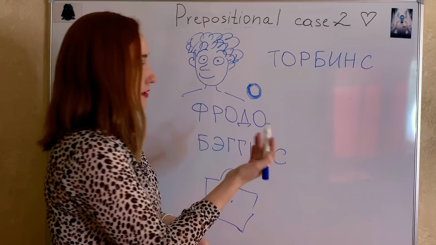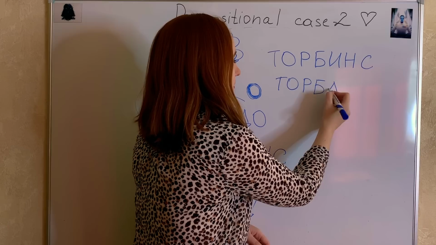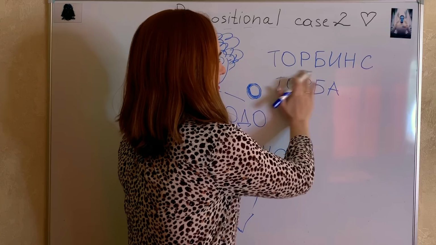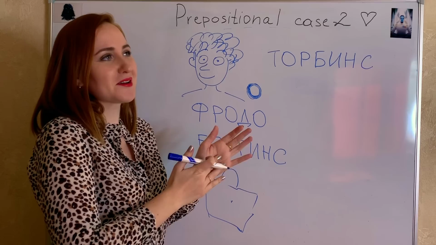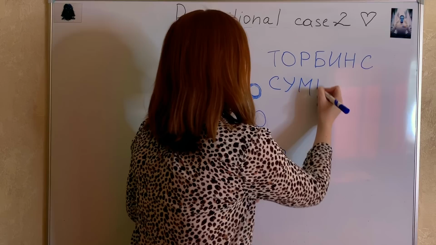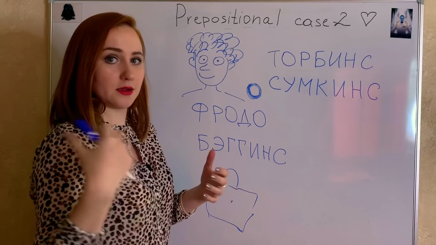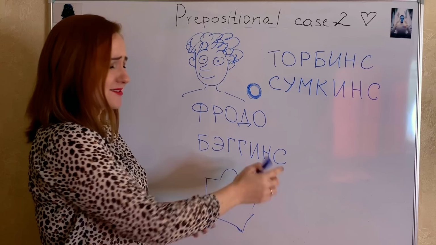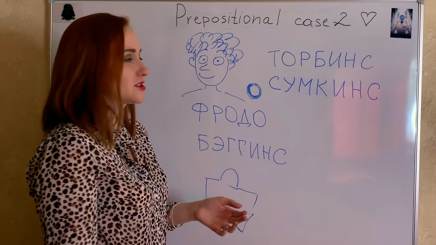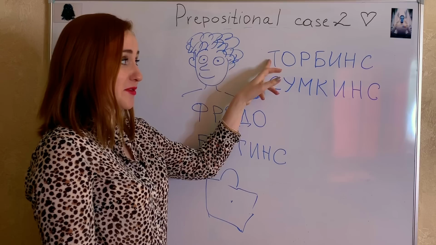There is a word in Russian, Торба. It's kind of a backpack, old word. Nobody speaks like that anymore. So it's Торбинс. And the second translation of their last name is Сумкинс. If you already know the word сумка, the bag, like ladies bag, сумка. So they translated Baggins as Сумкинс. It's just ridiculous. My husband loves this translation, and I'm the fan of this translation.